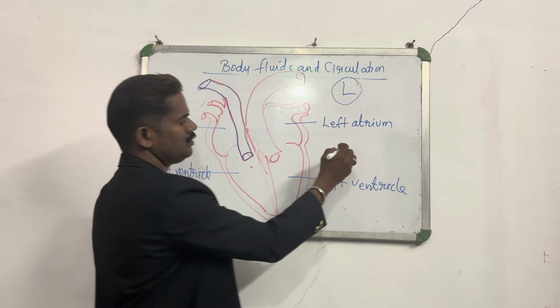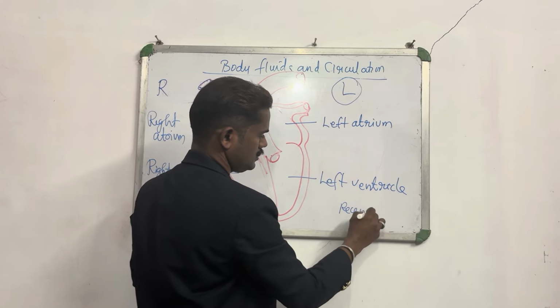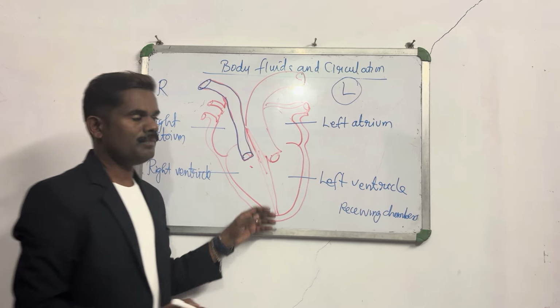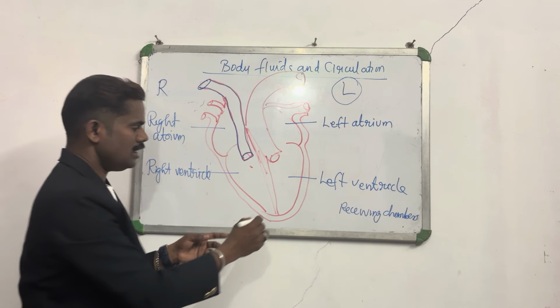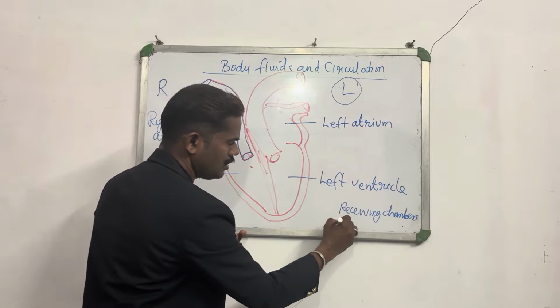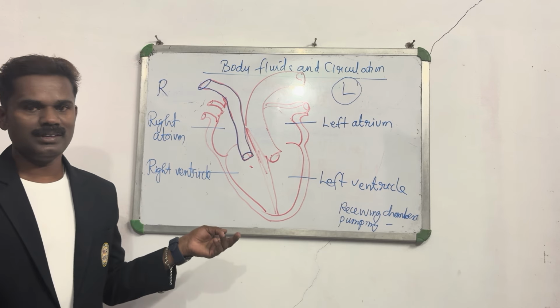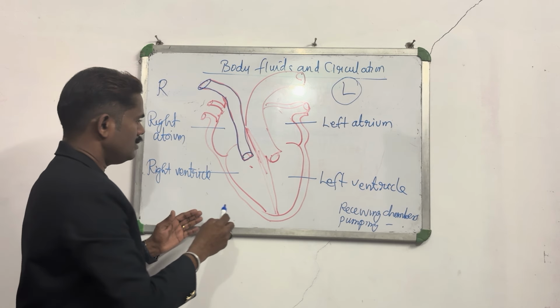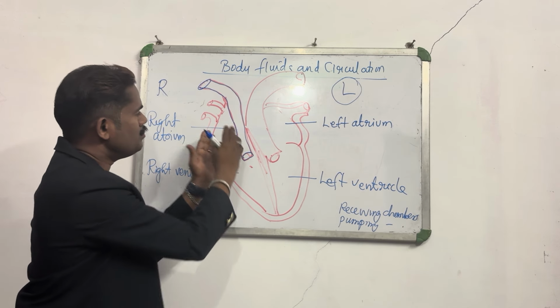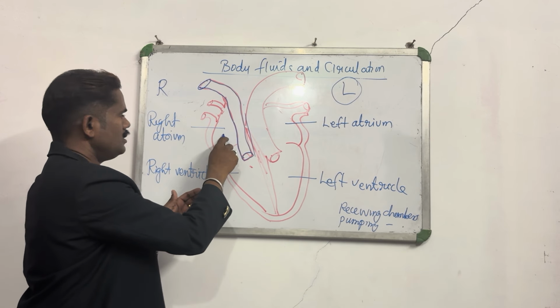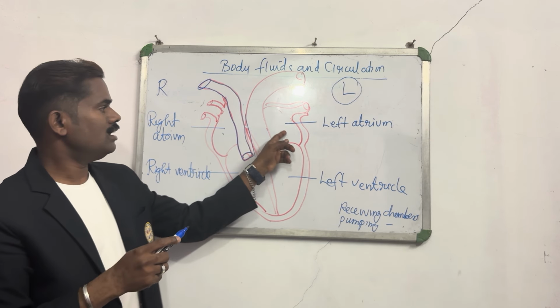Upper chambers are receiving chambers. The upper chambers receive the blood, and the lower chambers, the ventricles, are called pumping chambers. They pump the blood to different parts of the body. And there is a partition wall between the left side and the right side. There is a partition wall between the right atrium and left atrium.